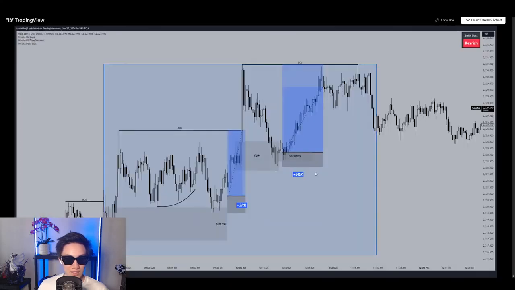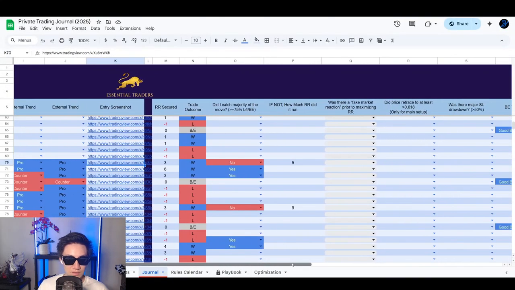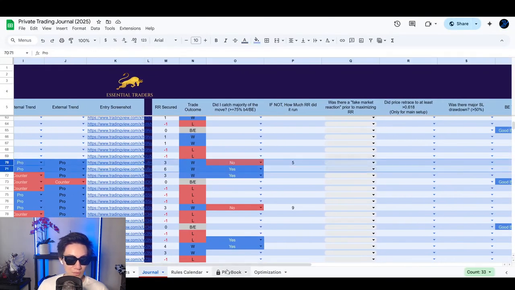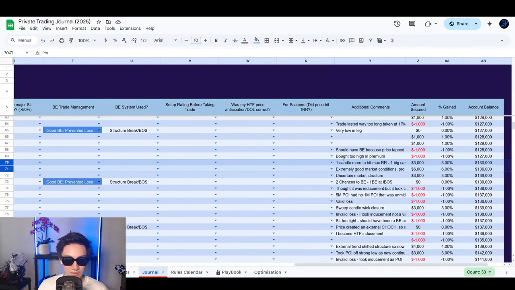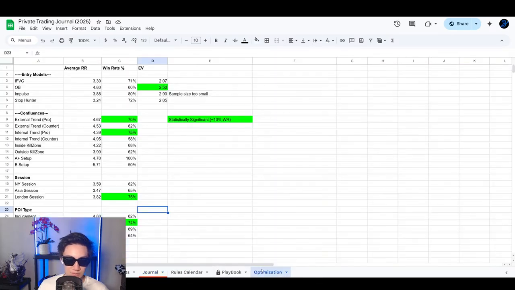We'll go with this trade here, for example. This went 1-to-1. This also went 1-to-1. So for these two trades, rows 70 and 71, you can just highlight them if you want to see it more clearly, and put yes for these. And then what you do at the end is calculate the win rate for scalping. So literally this is what you do.